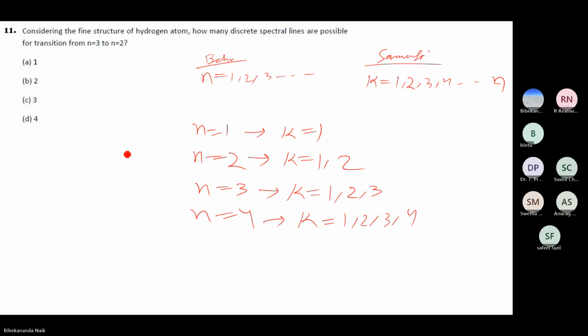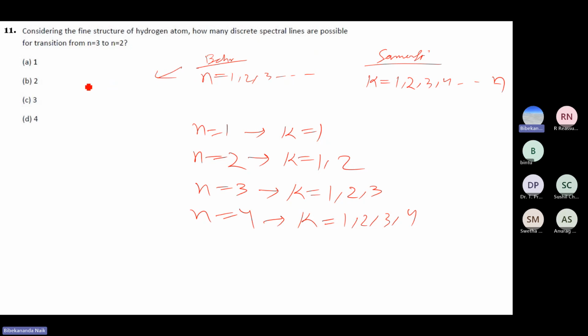So before, when Bohr gave the postulate, n equal to 3 was a single level and n equal to 2 was a single level. But if you consider these modifications according to Bohr-Sommerfeld theory, then n equal to 2 will be divided into two energy levels, because corresponding to n equal to 2, there is another quantum number that we found, and this has two values. So this n equals to 2.